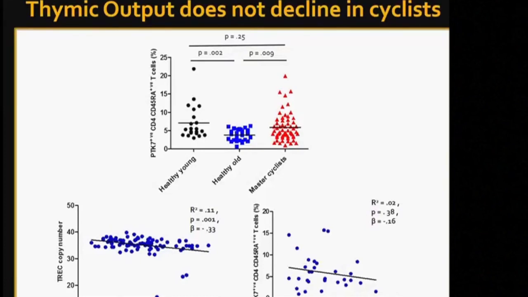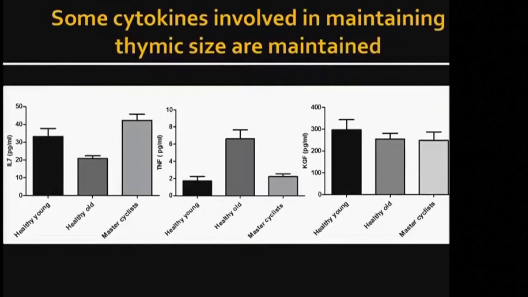We looked at another marker. We were trying to figure out why this might happen. We know that in humans, the thymus becomes infiltrated with fat. There certainly was an association with the amount of body fat that the cyclists had, but not an association with the amount of cycling they did. So they might maintain it because they're not getting this fatty infiltration. But we think the much stronger signal is probably coming from cytokines.